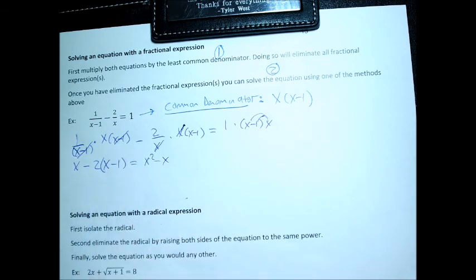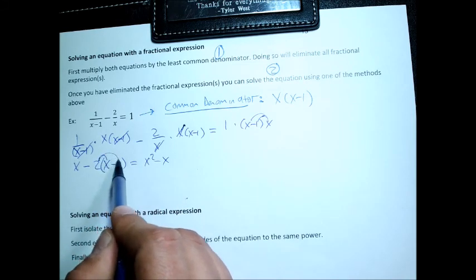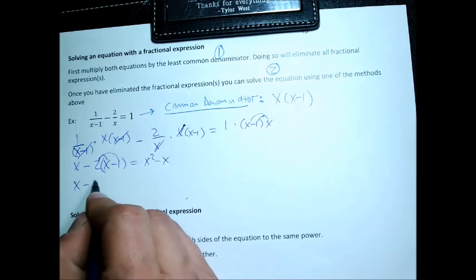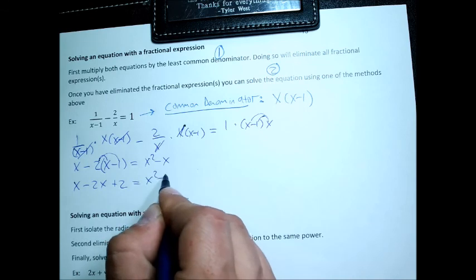At this point, we just want to get x by itself. So let's get all the x's over on one side. We'll distribute the 2 through there, and we'll get x minus 2x plus 2 equals x squared minus x.